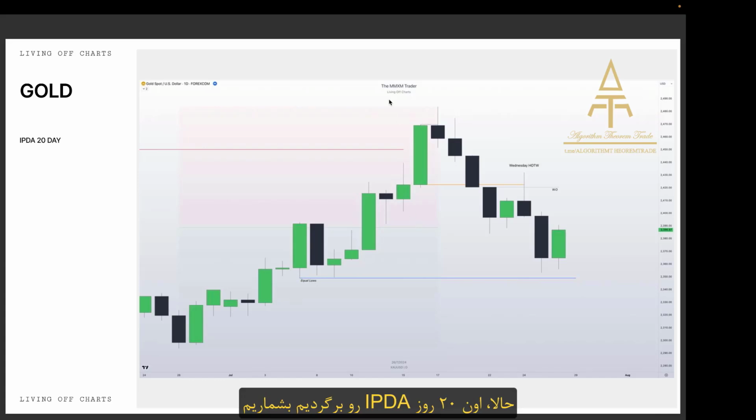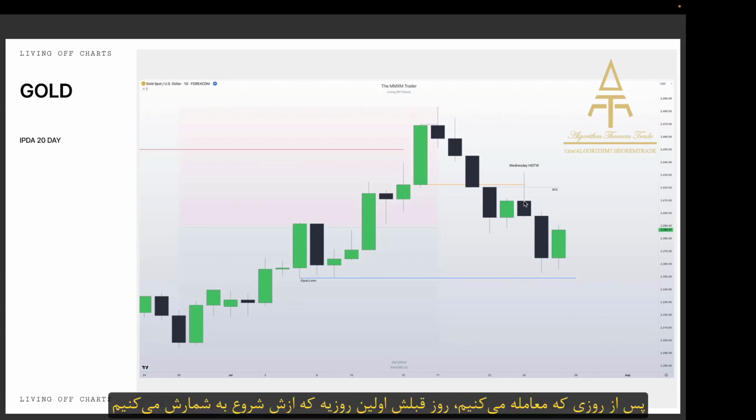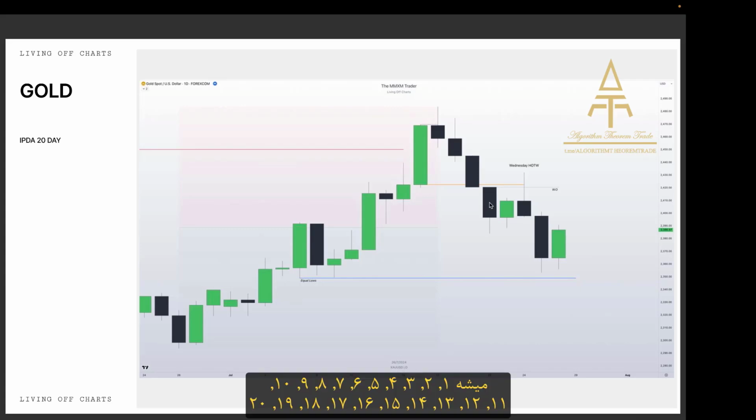Now, the IPDA 20-day look back, we're going to be using the same idea as the previous chart. However, we're going to be trading this day and this day. So from the day we're trading, the day before is the first day we're going to count back from. So let's count here. That's 1, 2, 3, 4, 5, 6, 7, 8, 9, 10, 11, 12, 13, 14, 15, 16, 17, 18, 19, 20.